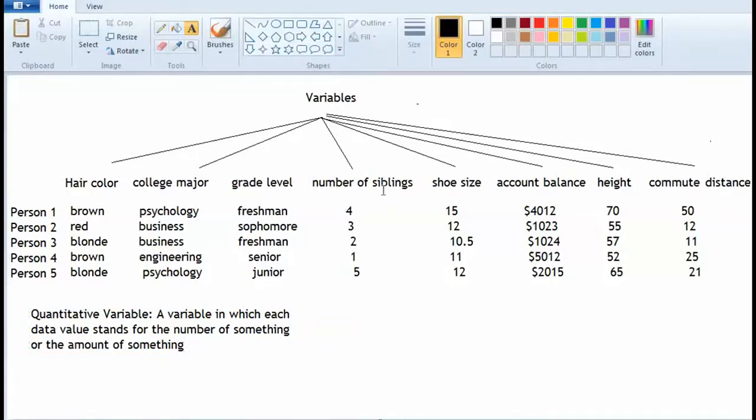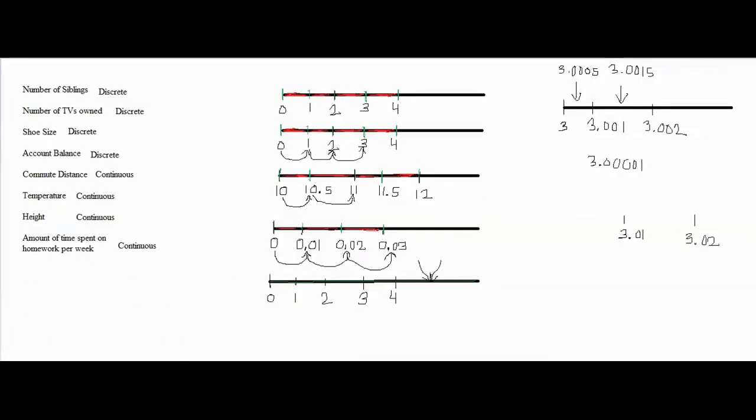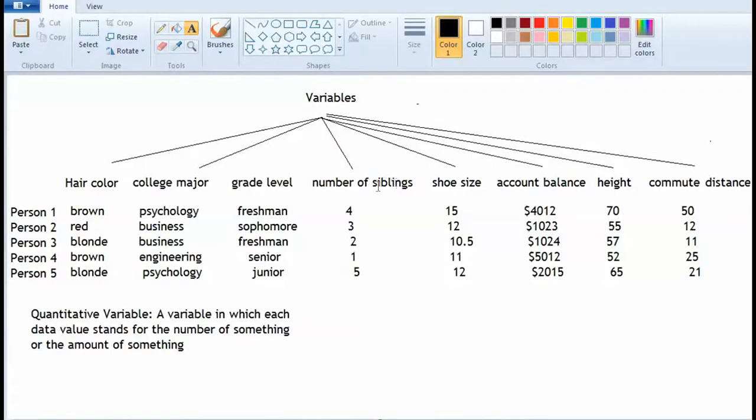Let's look at number of siblings, shoe size, account balance, height, and commute distance. Let's look at those 5 variables. We can see that in these 5 columns of data right here, each data value stands for the number of something or the amount of something. Since that is true, we can say that these 5 variables up here are all quantitative variables.